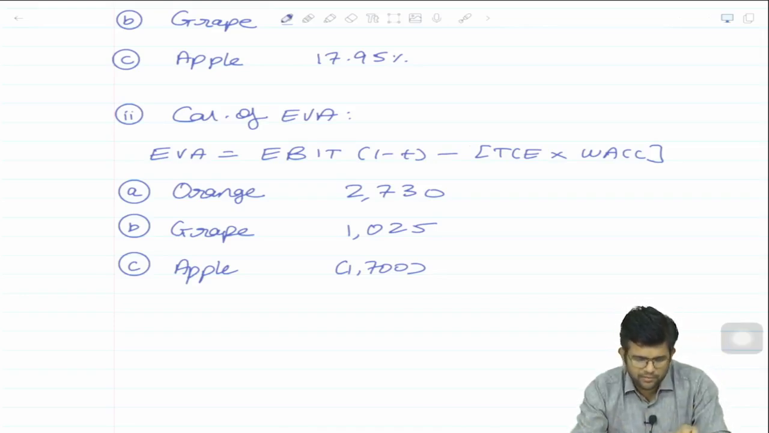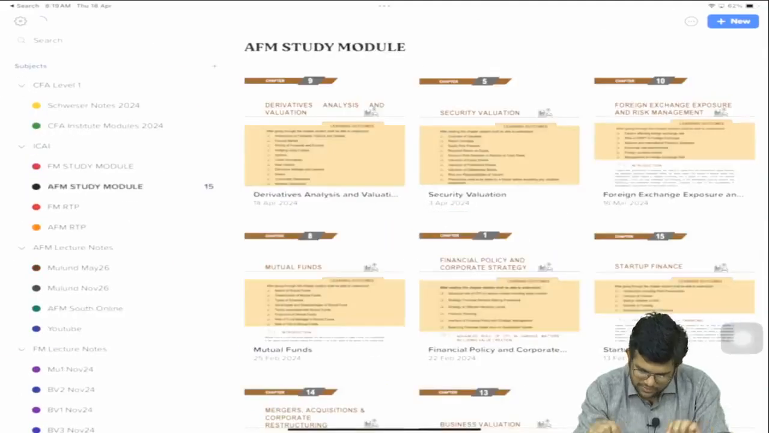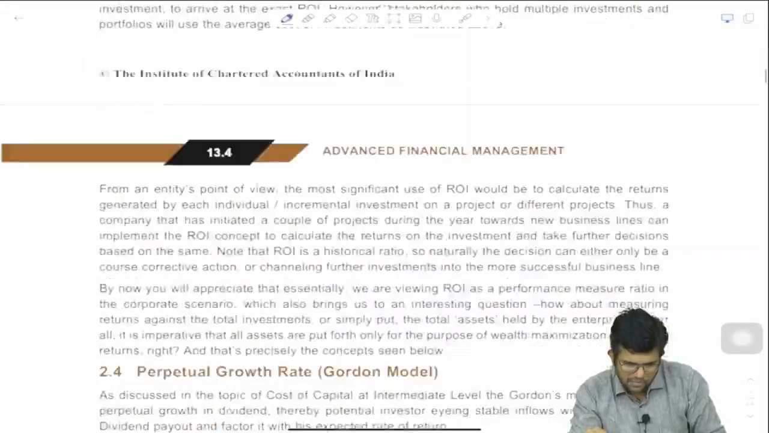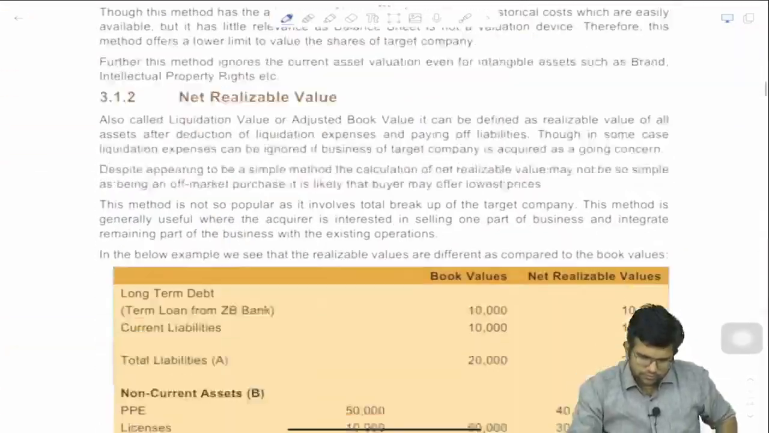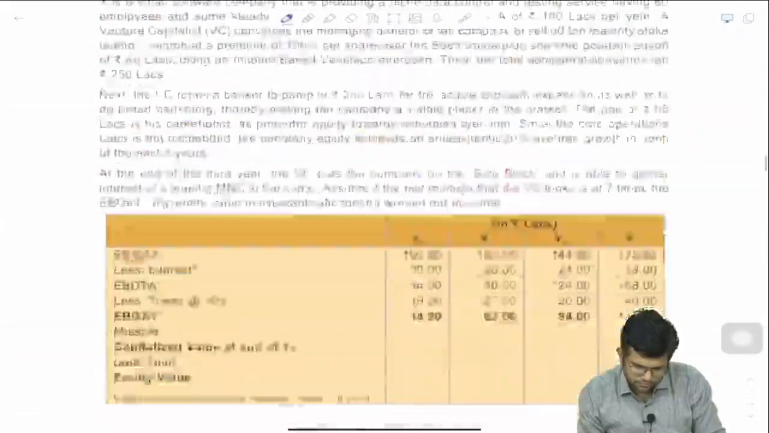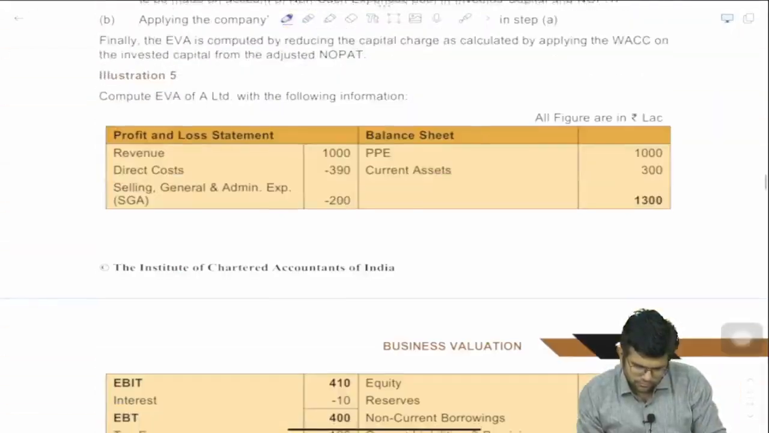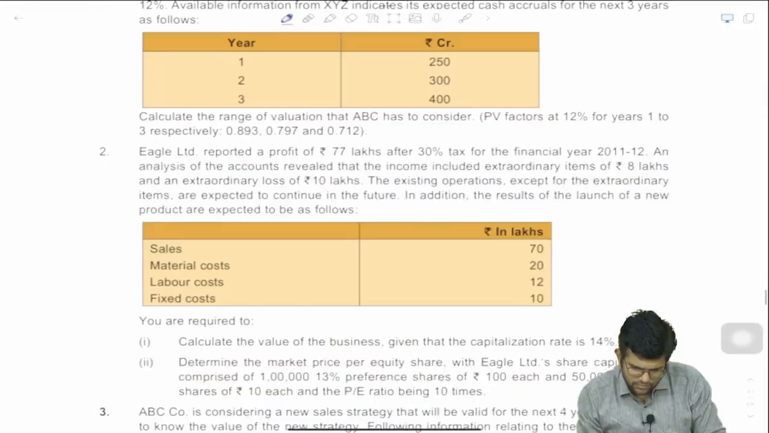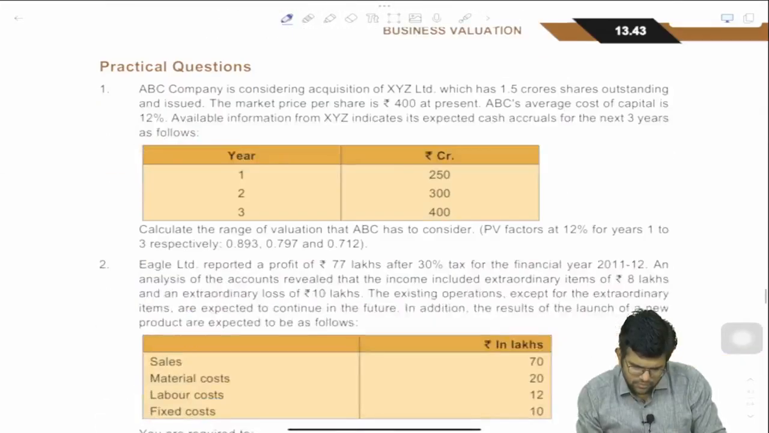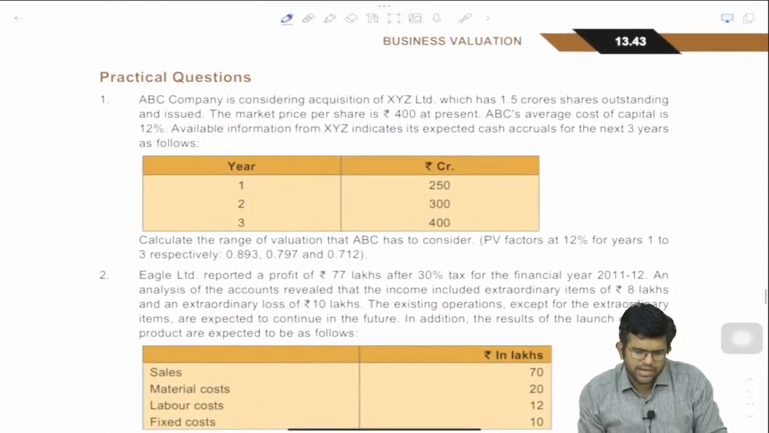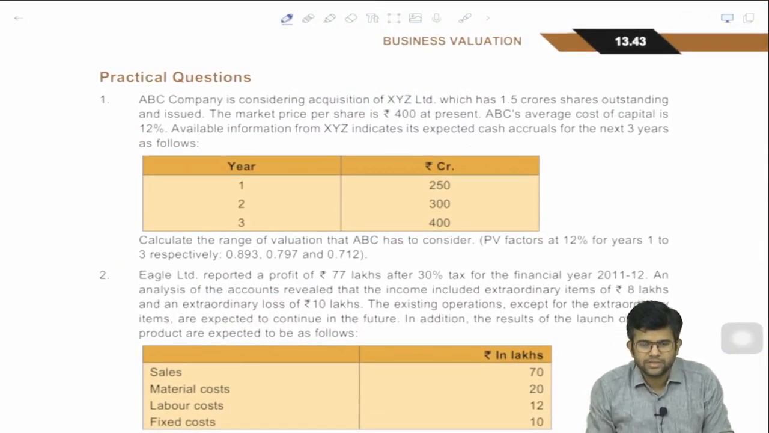Just give me 1 minute. Just see this. Just want to check if this question is there in the study module. See, study module question number 1 is, I guess, what we did as our first question in this chapter.